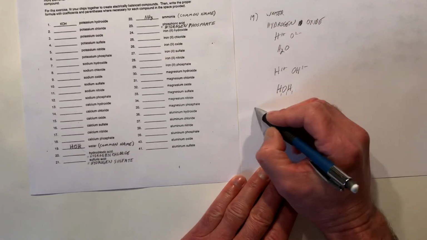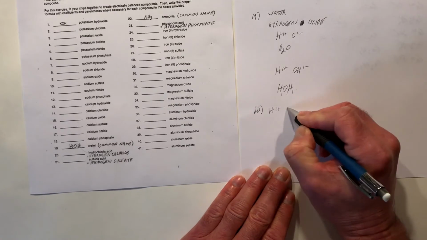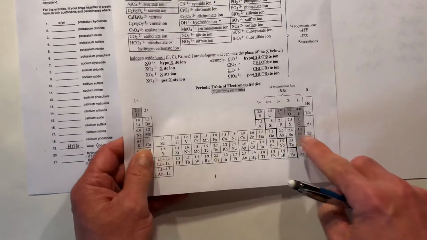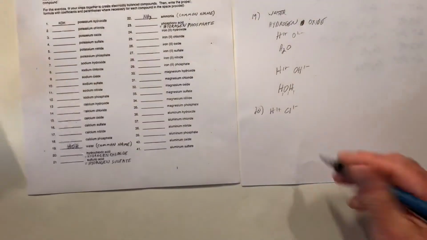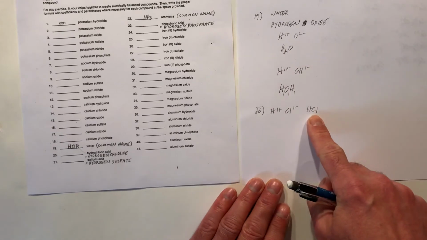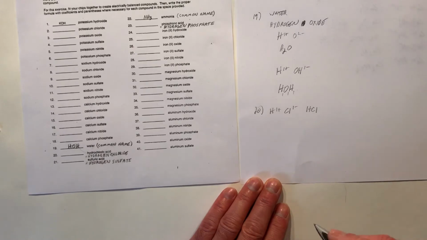So that's number 19. Number 20, hydrogen chloride, would be made of hydrogen ion and chloride ion. Again, we're using the same ions that we've used before. Chloride is Cl1-. So when we crisscross this, we get HCl. Now, if you dissolve that in water, we call it hydrochloric acid, but when it's not dissolved in the water, it would just be called hydrogen chloride.